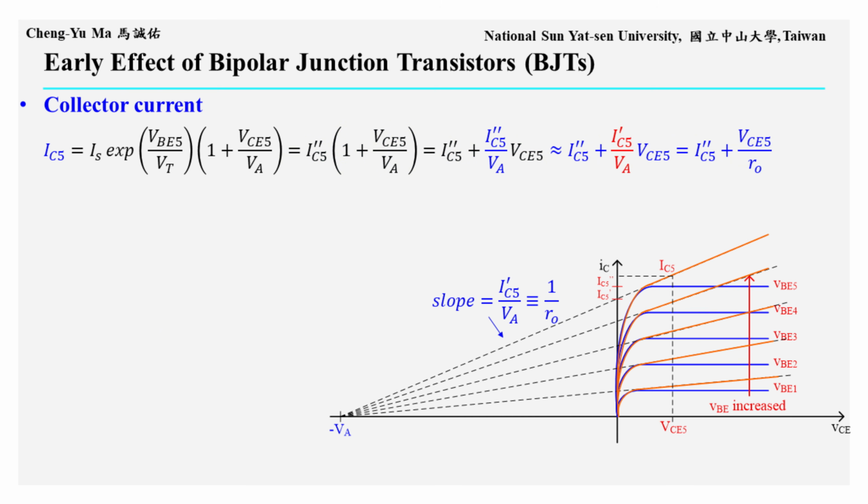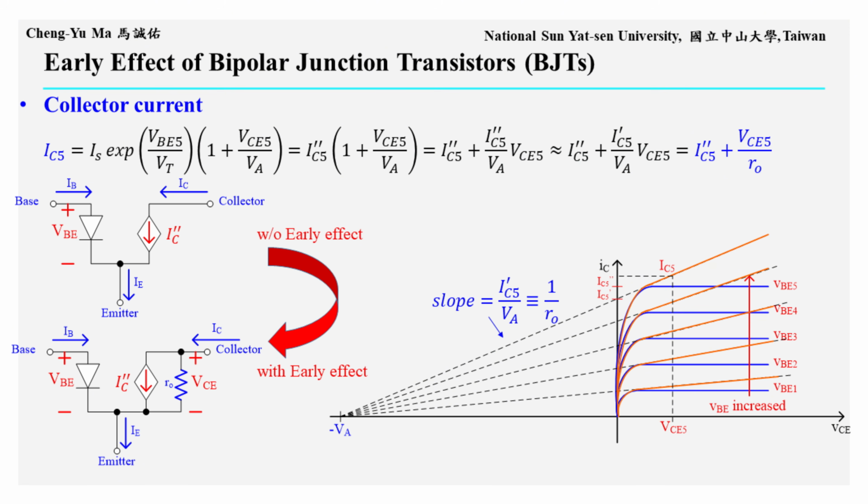Since IC5 prime is approximately equal to IC5 double prime, IC5 double prime divided by VA is approximately equal to IC5 prime divided by VA. This value is the slope of the extrapolated dashed line. We define this slope as 1 over RO. Therefore, IC5 equals IC5 double prime plus VCE5 divided by RO. The parameter RO is the equivalent resistance that represents the extra collector current caused by increasing VCE under the early effect. The equivalent circuit of an NPN BJT can be described as shown on the slide.